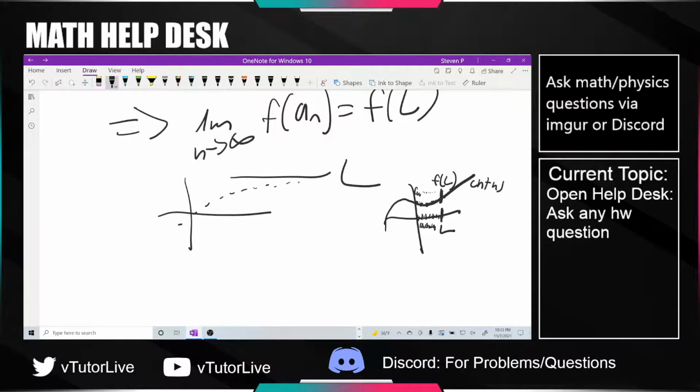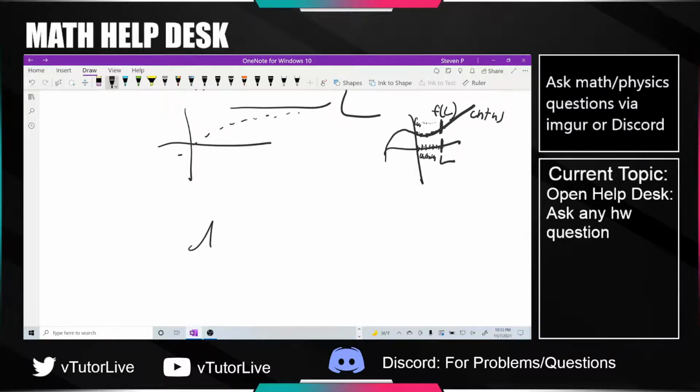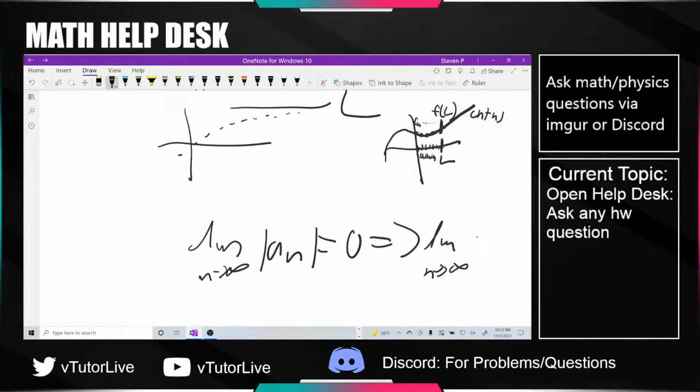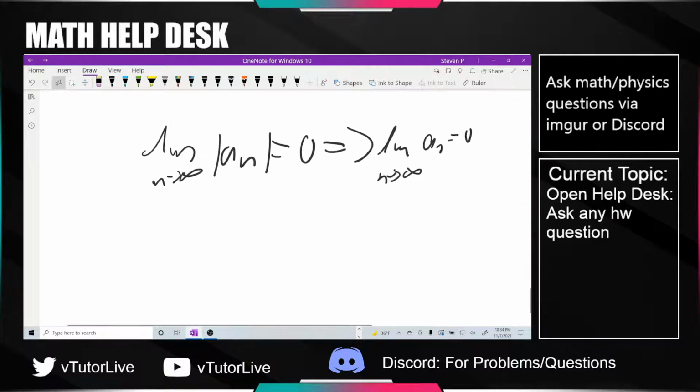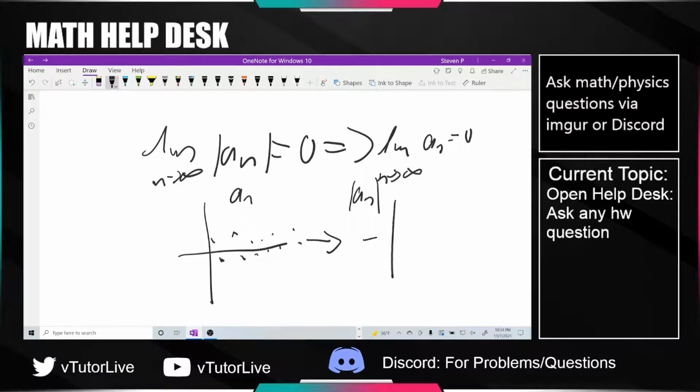Okay, next one. If the limit as n goes to infinity of the absolute value of a_n is equal to 0, then the limit of a_n is also equal to 0. I don't think this one is too crazy. It's basically saying that if a_n is something that straddles the line a little bit and goes up and down, so if this is a_n and this is the absolute value of a_n, then if the absolute value approaches 0, so does the original. Seem believable enough?